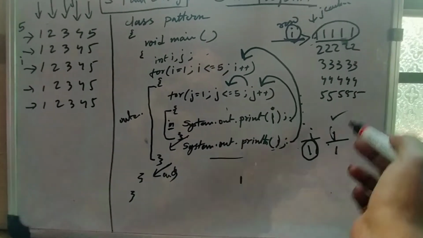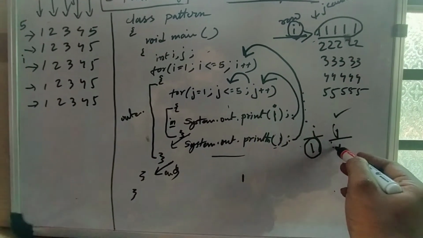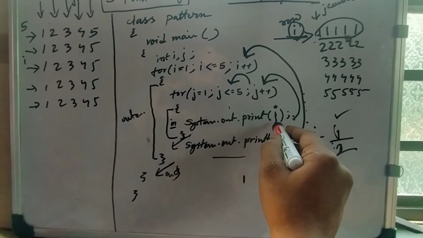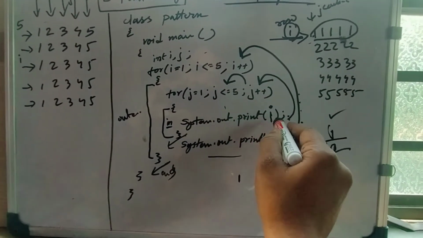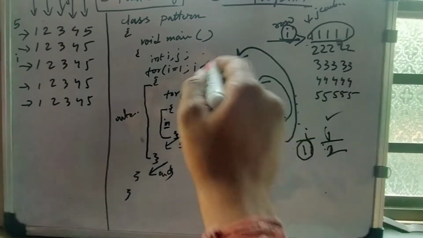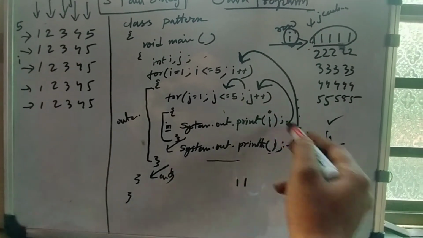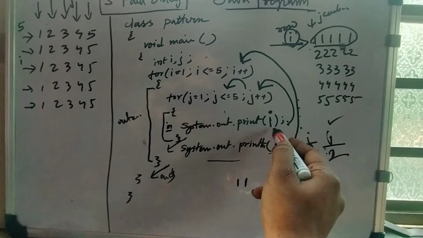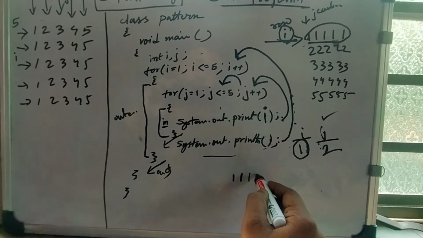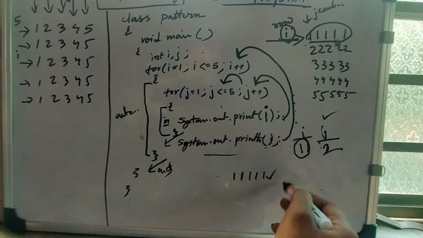Now j is increased by 1, so j is 2. 2 checks with 5, done, comes down, prints the value of I, not j. I is again 1, because this is all happening for I equals 1. Again 1 prints. Now j increases by 1, that is 3. 3 checks with 5, comes down, prints the value of I, which is again 1. So this 1 gets printed for the first row.